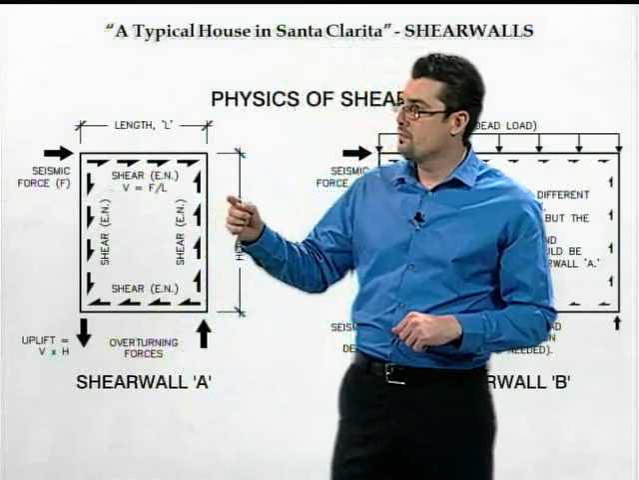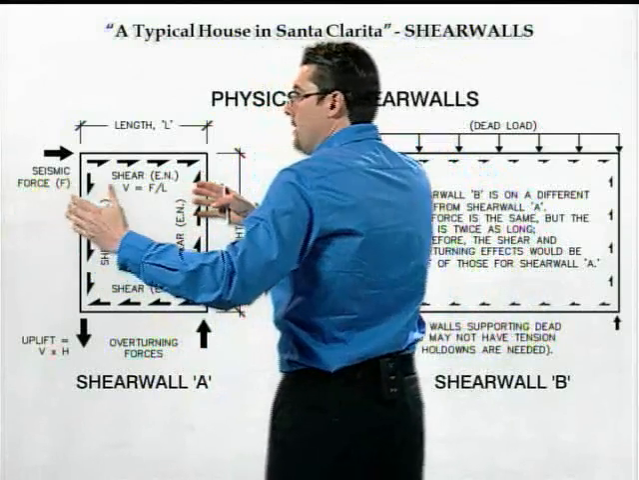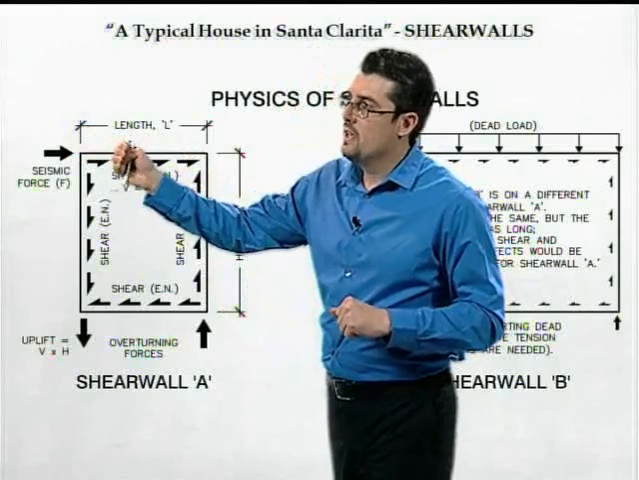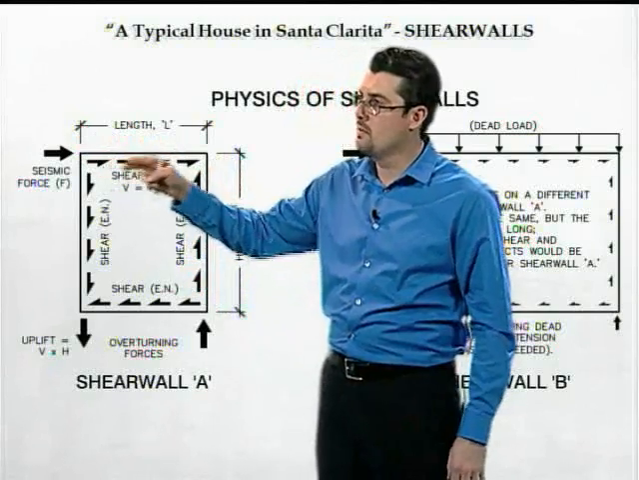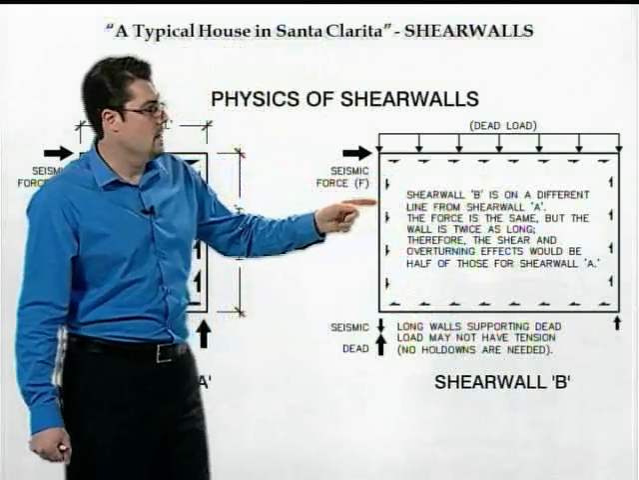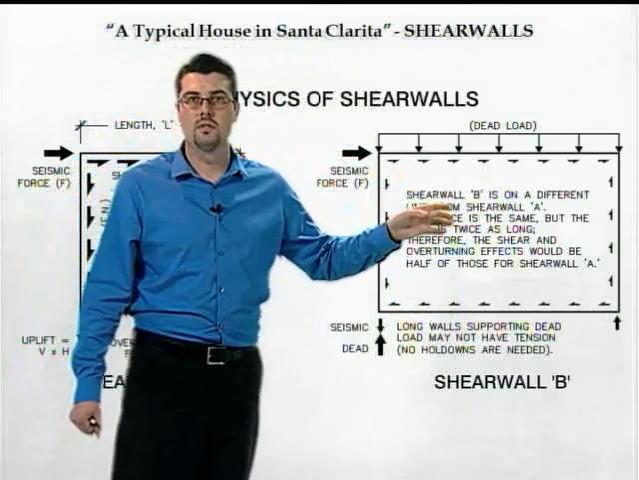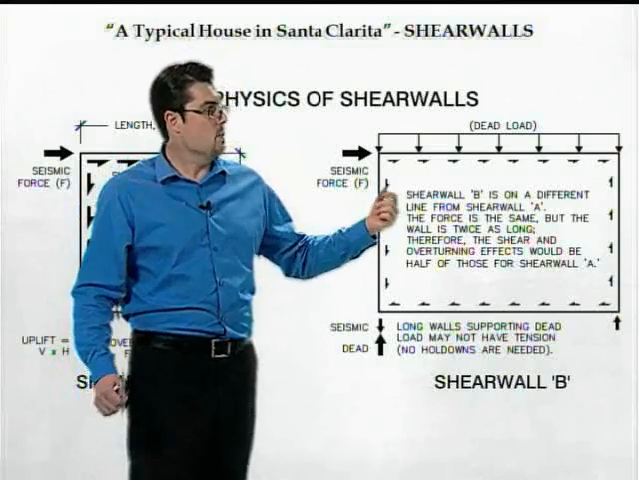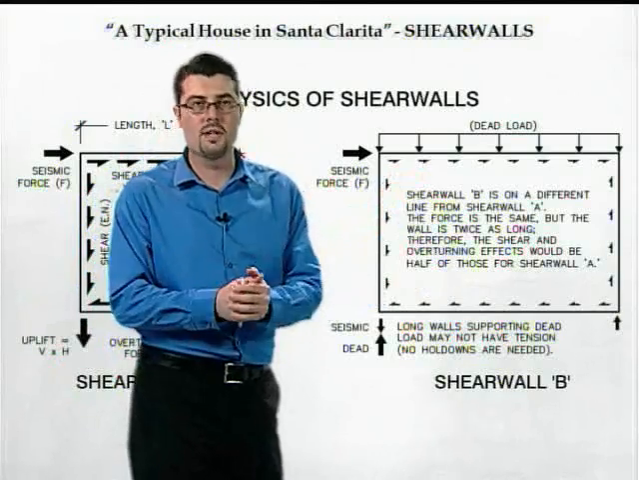Okay, so shear wall A has a certain length. We just call it L, and a certain force F. And so that force F creates a certain amount of shear per foot in the wall, indicated by these arrows. Let's take a look at another shear wall B. Shear wall B has the same force F, but the wall is twice as long as shear wall A. Okay. So what does that mean? Because the wall is twice as long, the shear per foot is half. Intuitively, that should make sense.